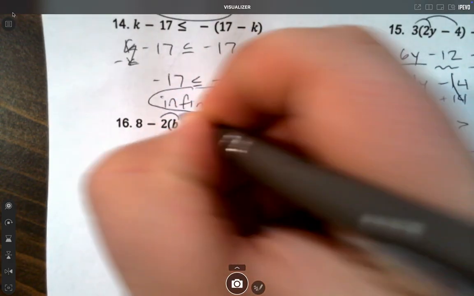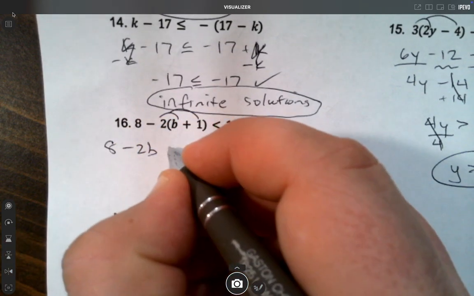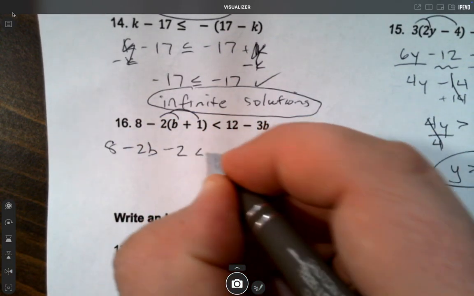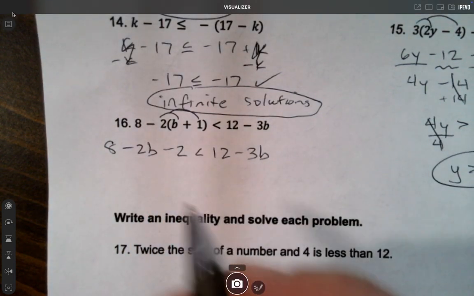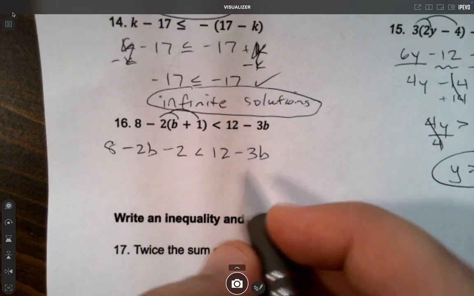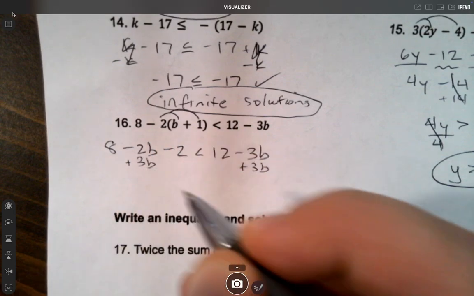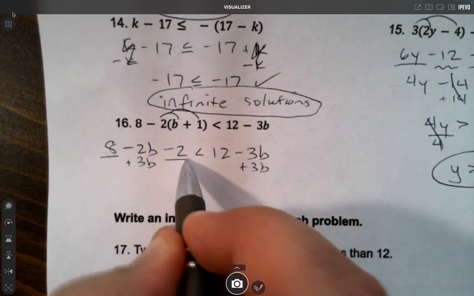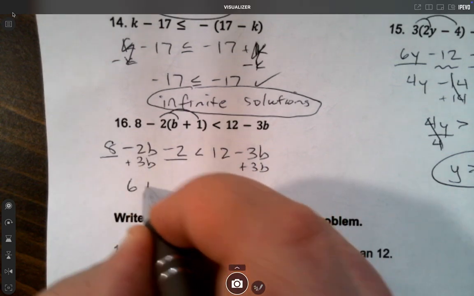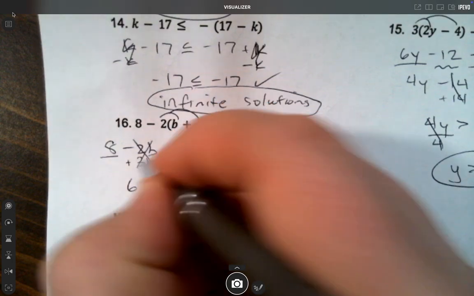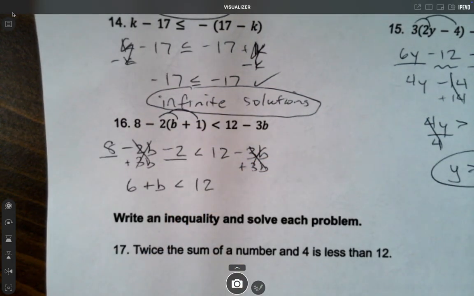Here, got to distribute. You may notice the pattern on this side of the page. Negative 2 times b, negative 2 times 1. And I'm going to start by combining the variables. Oh, actually, I'm going to do 2 steps at once. Be careful. Watch me. Okay, so I'm going to add the 3b over. But I'm also going to go ahead and combine this 8 and this 2. So 8 minus 2 is 6. Then negative 2b plus 3b is 1b. I didn't need to cross it out, sorry. And that's all less than 12.